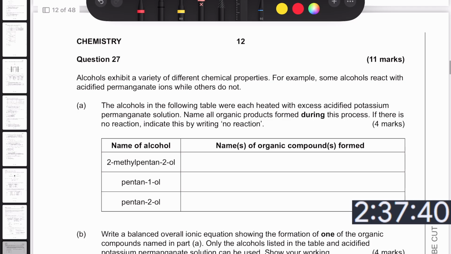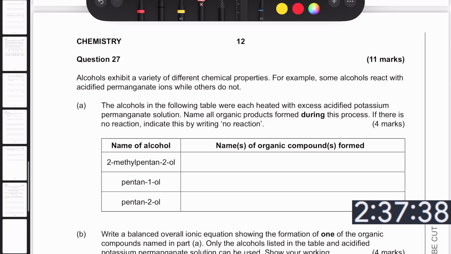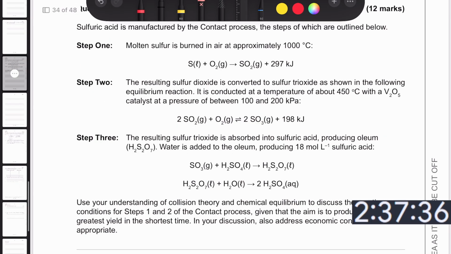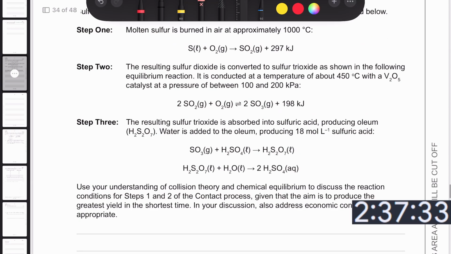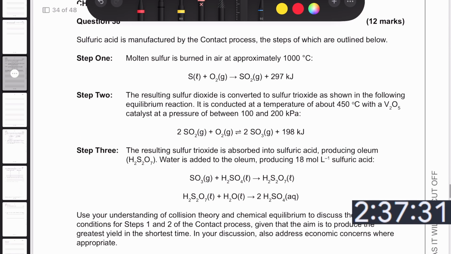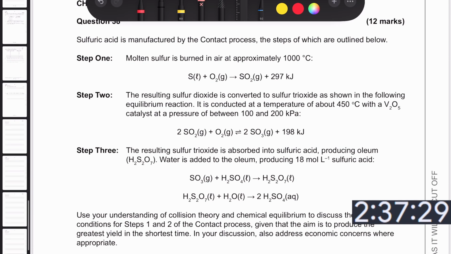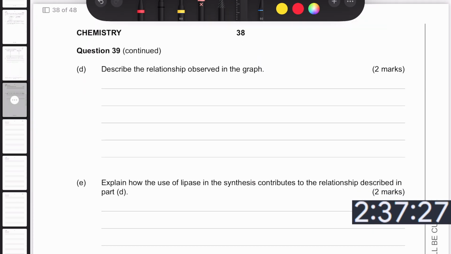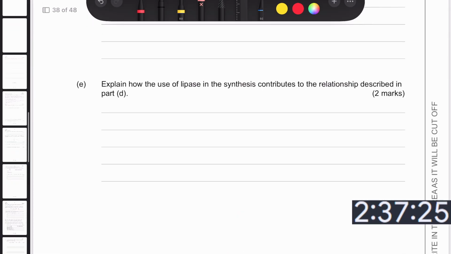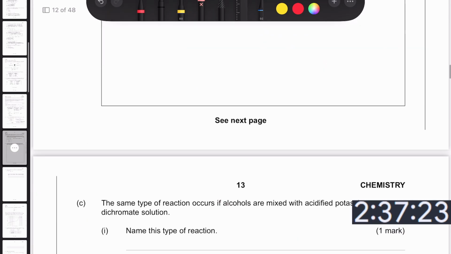Okay, moving on. How many pages are there? Jesus, oh god. Yikes. Oh, only 38 pages. Nice chill exam.